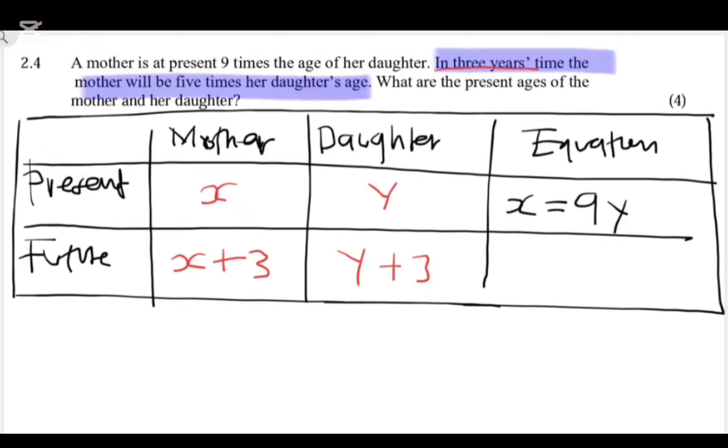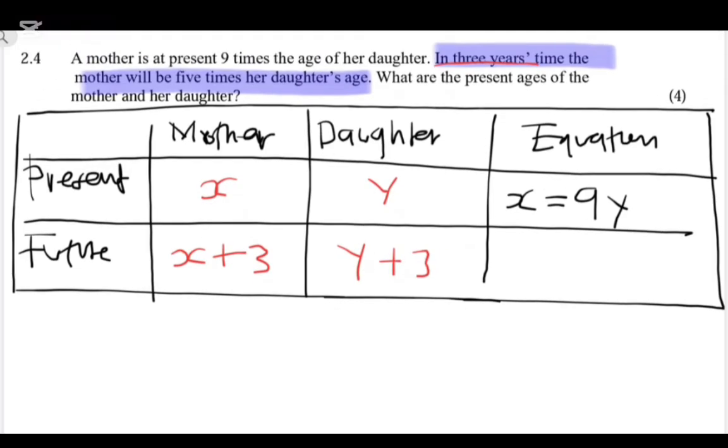So now going to the equation. We're just going to use what they've told us there. They say in 3 years' time, the mother in 3 years' time. How old is the mother in 3 years' time? It is x plus 3. So I'm going to say x plus 3 is equal to, because they say the mother will be, which means equal to, 5 times her daughter's age. What is the daughter's age in the future? It's going to be y plus 3.